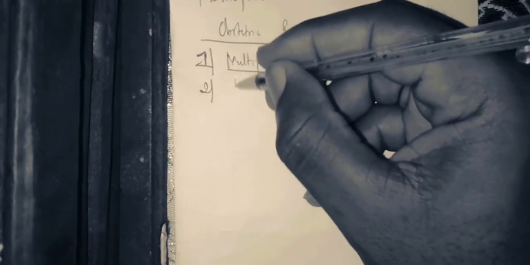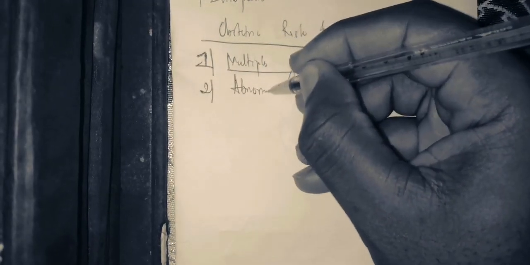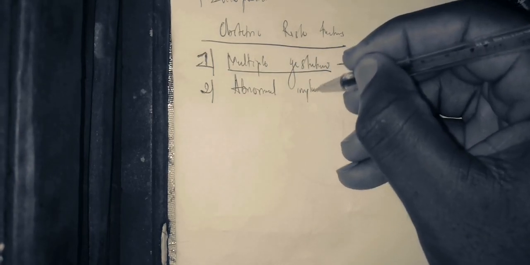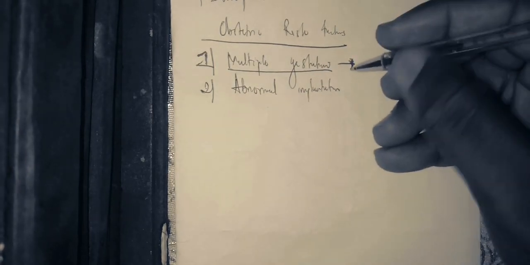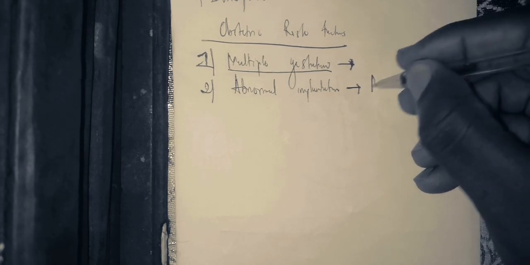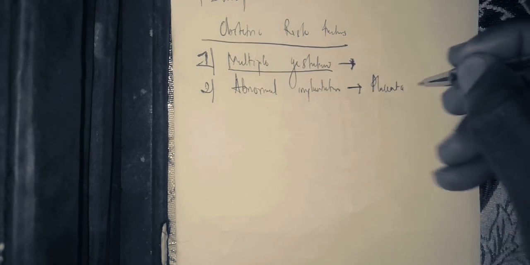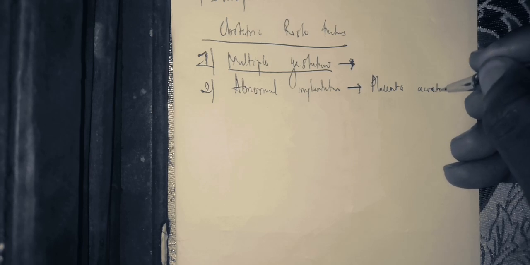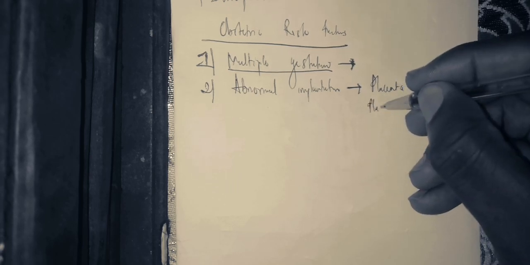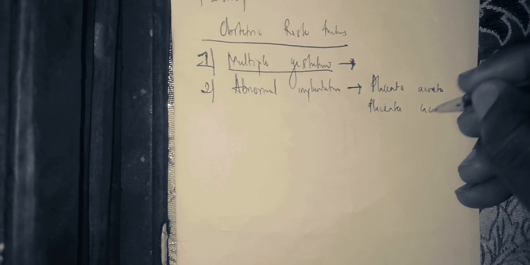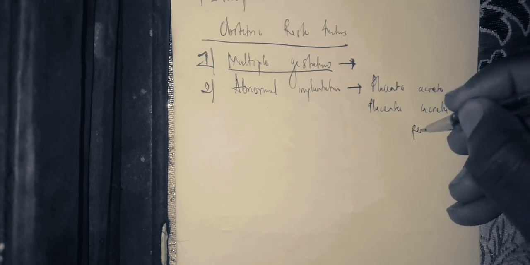Another risk factor can be abnormal implantations of the placenta. Is it clear? In the cases of placenta accreta, placenta increta, and the last one is placenta percreta.